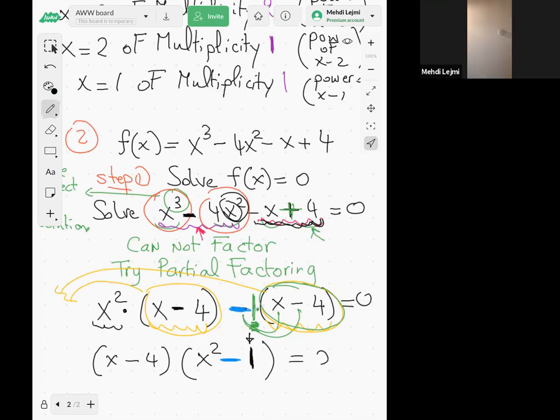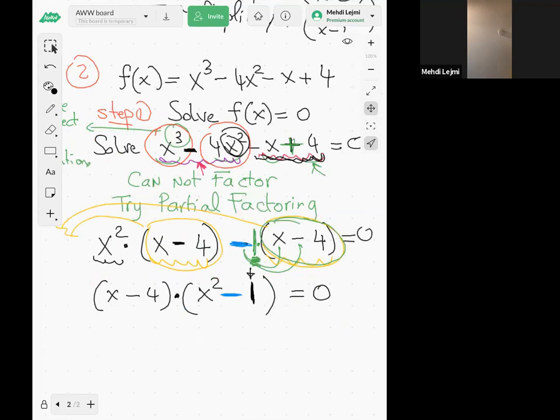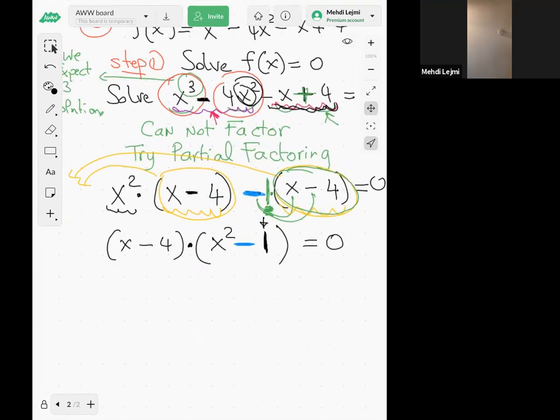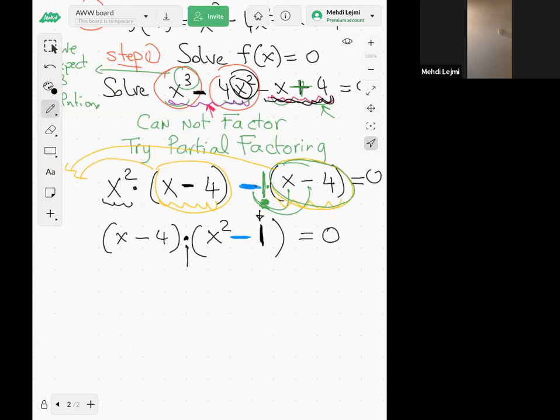Equal to 0. Okay, so here's my factorization. It's x minus 4 times x squared minus 1. Now, I want to solve, right? So x minus 4 times x squared minus 1 equal to 0. Then, again, it's a product, which is equal to 0. So if you have a product equal to 0, then you can say this one here is 0 or this one here is 0. So either x minus 4 is 0 or x squared minus 1 is 0.